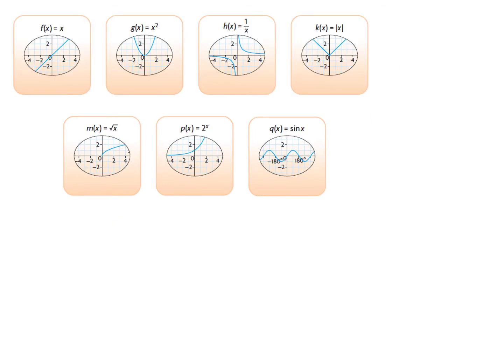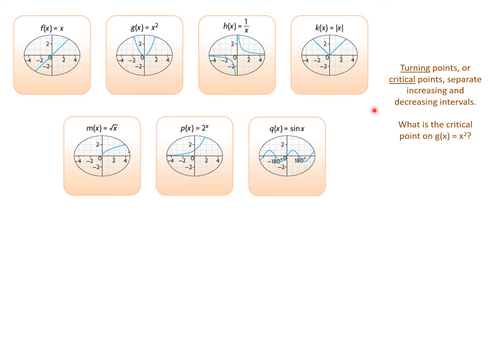So here are our parent functions again from previous years. The turning points or critical points, that's what tells you it switches from increasing to decreasing. So for example, the critical point on x squared, the turning point is 0, 0. It's also the vertex. It's the same concept. So the vertex is the turning point.